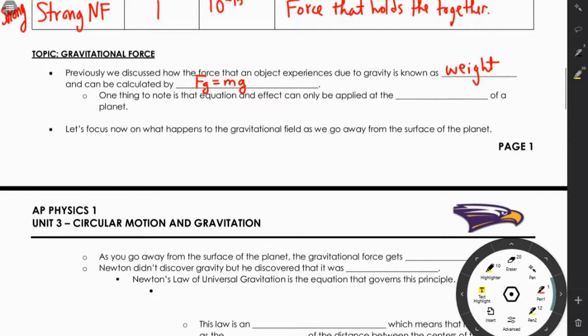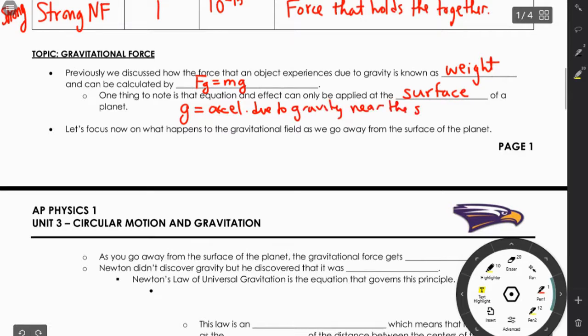But one thing to note about this equation is that this is only applied at the surface of the planet. And so when we talk about g, this is the acceleration due to gravity. We're going to kind of expand out what we've already talked about. So it's the acceleration due to gravity near the surface of a planet.